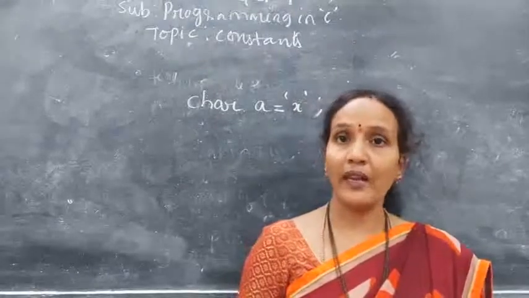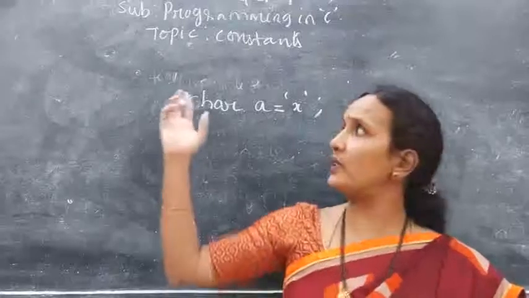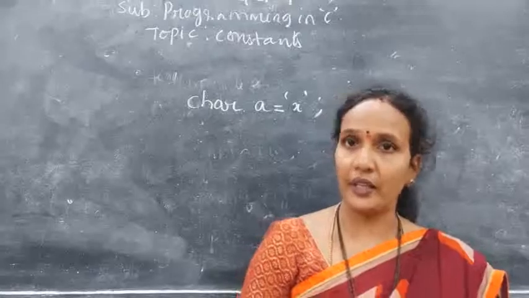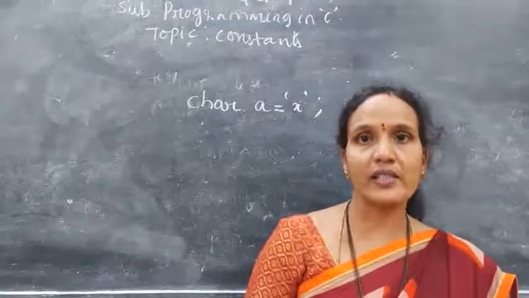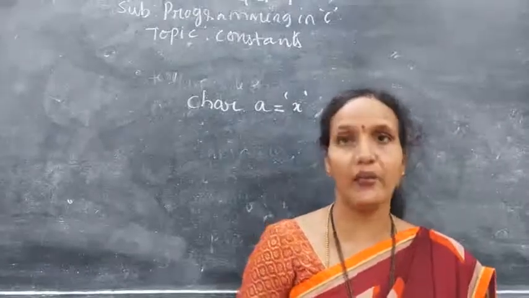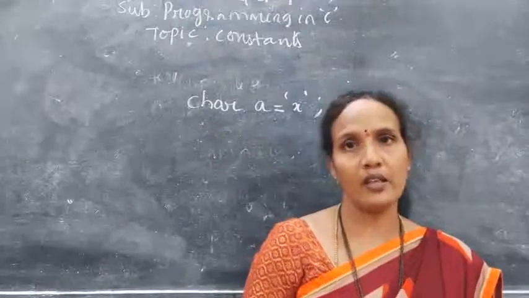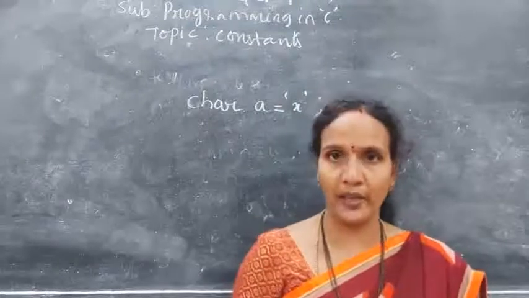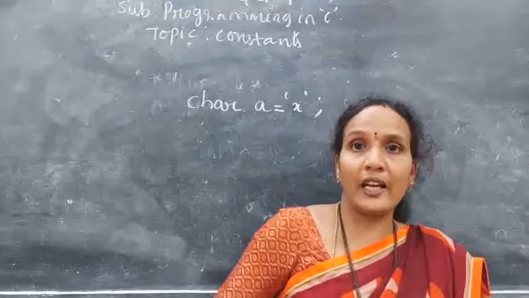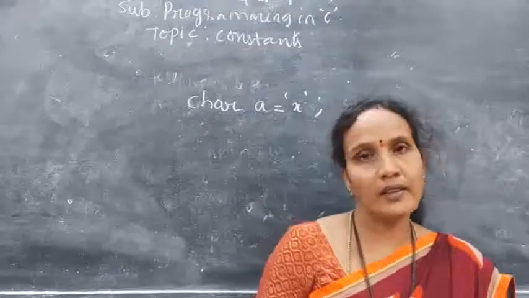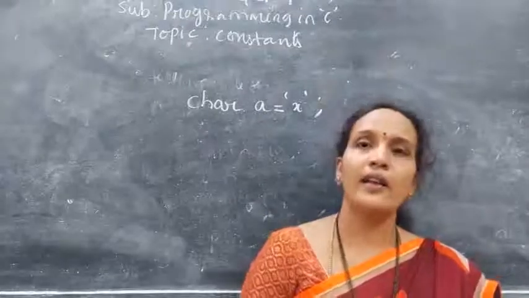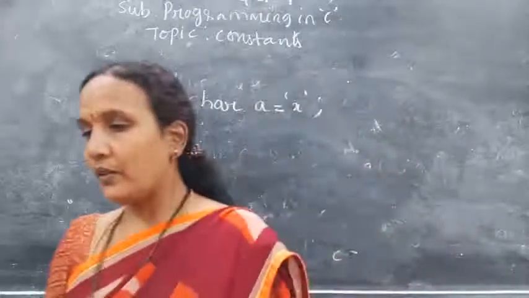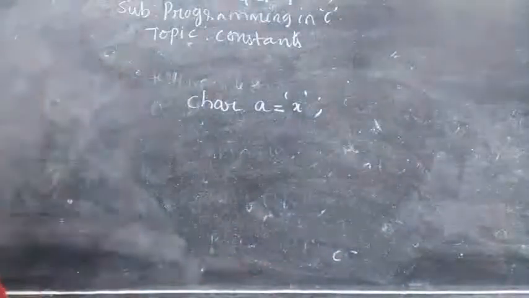X is a character. So that is why this constant is called a character constant. The variable which is holding a constant, fixed character value, is called a character constant. It is a variable only, but it is holding a fixed value. What type of fixed value is it holding? Character. So that is why it is called a character constant. Clear? Now, for a character constant, how to print?